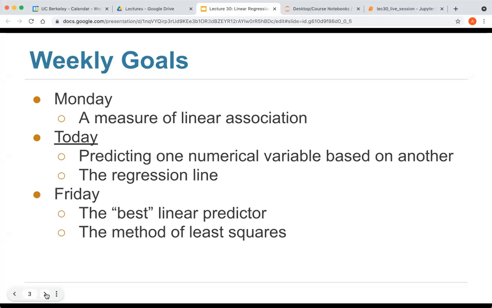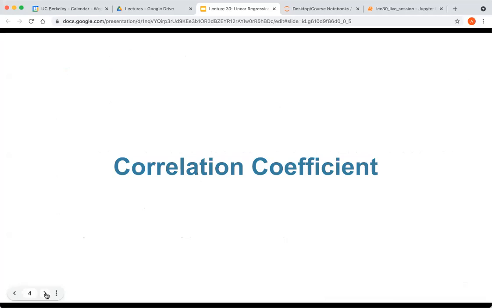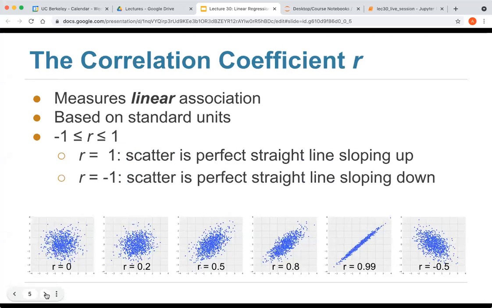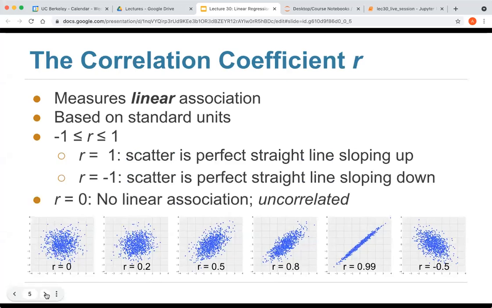And hopefully by that analysis, you will be able to extend that method of prediction to situations where the relationship is not linear. So a quick recap of where we were. The correlation coefficient is a number that measures linear association, that is how clustered the points on your scatter diagram are about a straight line. It does not measure all kinds of associations, specifically just linear association. It's a number between -1 and 1.